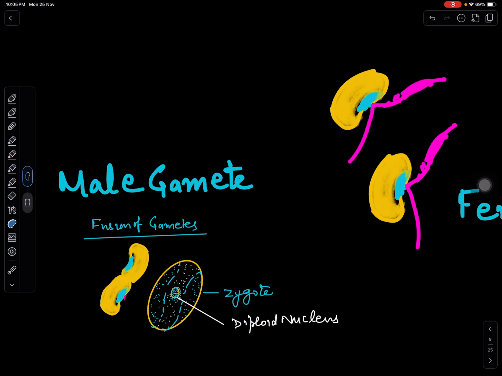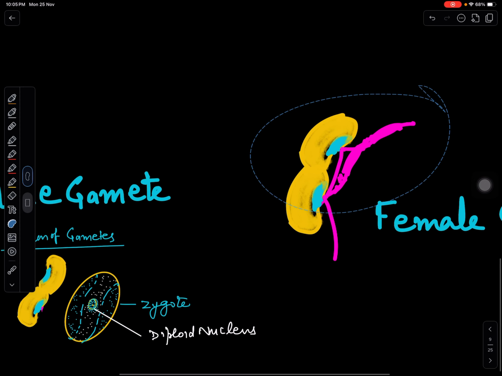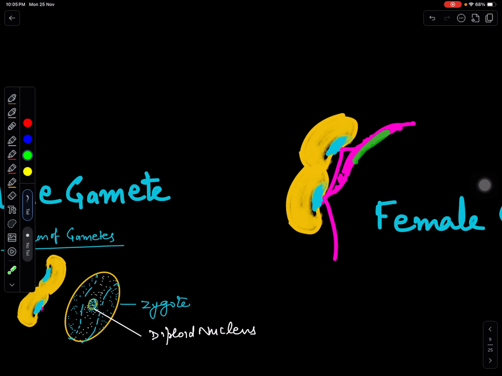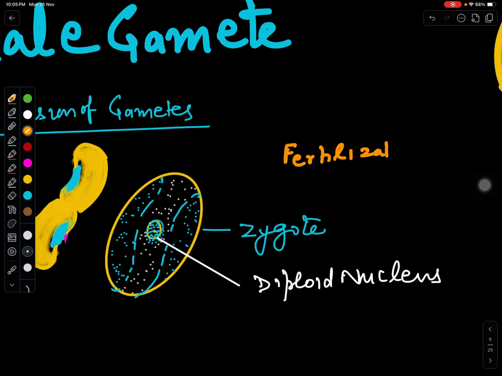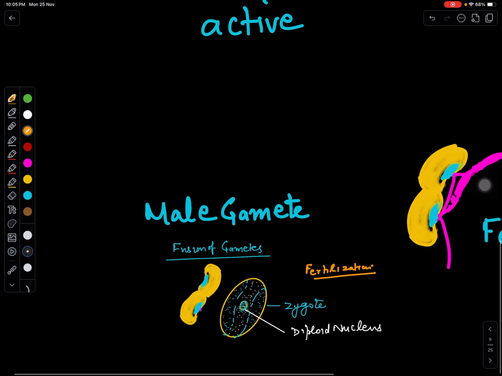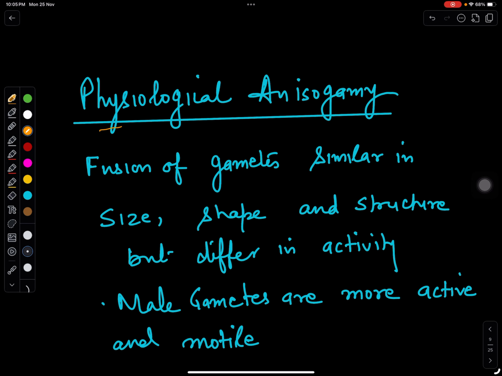It came here, both fused, the flagella will be resorbed, the flagella will disappear, and there is formation of a diploid structure called zygote. So this is produced after fertilization. What is fertilization? Fusion of the gametes. Now here the gametes that are fusing differ in behavior. One is more motile as compared to another. So this is called physiological anisogamy. Their behavior is different, so this is called physiological anisogamy.